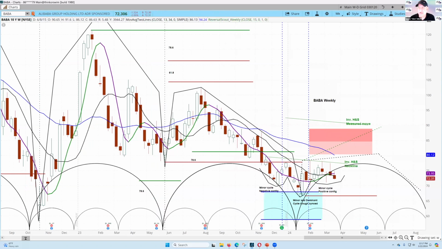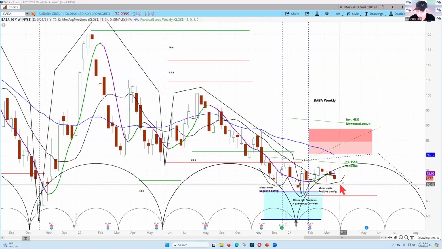And what typically happens is that an inverted head and shoulders forms with the head at a cycle trough. In other words, where there are two cycles coming down, a minor and a dominant cycle. That's often where the head forms. What happens is the minor cycle here gives you a negatively configured cycle, which you see right over here. Then the next cycle over here gives you a positively configured cycle, as you see right over here.